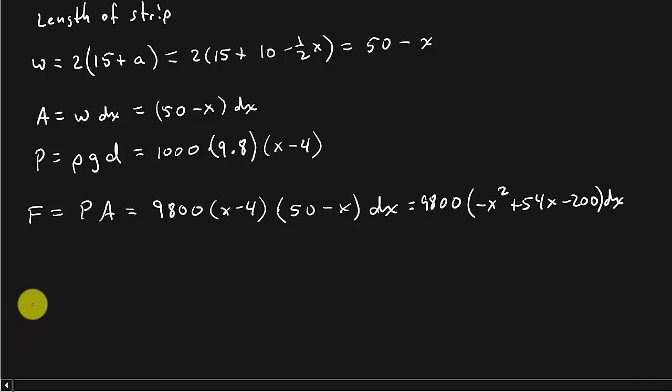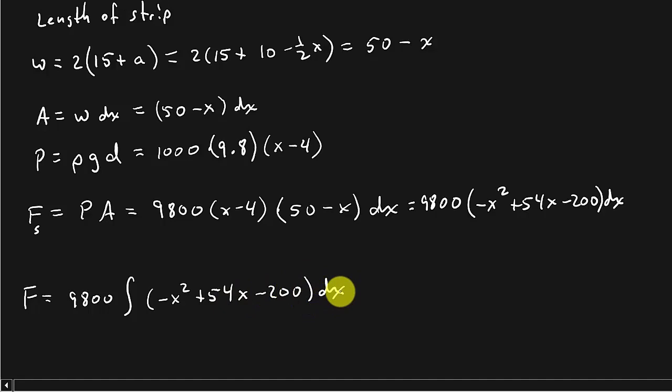And so now we integrate. So the force, now keep in mind, this force that I have written here is the force just on that one strip. I guess I could put S for the force on the strip, but the total force on the plate is equal to the integral, and I'm going to bring the 9,800 outside the integral, and that's going to be negative x squared plus 54x minus 200 dx.